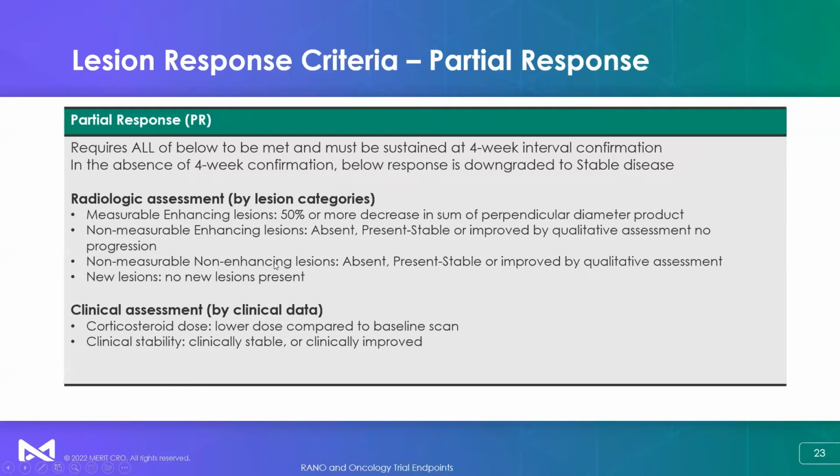Non-enhancing lesions can also be either completely gone, stable, or improved by the assessment, and of course there should not be any equivocal progression. A new lesion should not be present, and corticosteroid dose should be decreased compared to the baseline scan. The clinical status should be stable or clinically improved. So again, all 6 bullet points need to be met. Otherwise, it should be downgraded to stable disease, or if any of the progression criteria is met, it can lead to progressive disease.